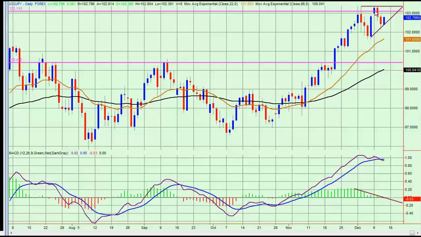Enter a short around about here. So if price gets back up into this area, you can short, you can sell. You would put a stop just above this area to protect your potential loss.